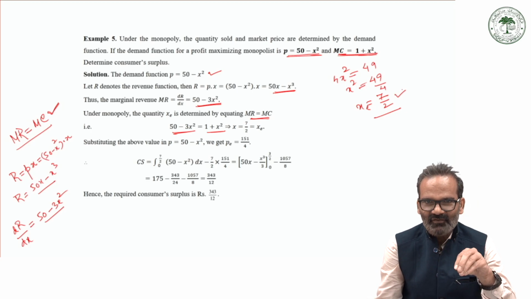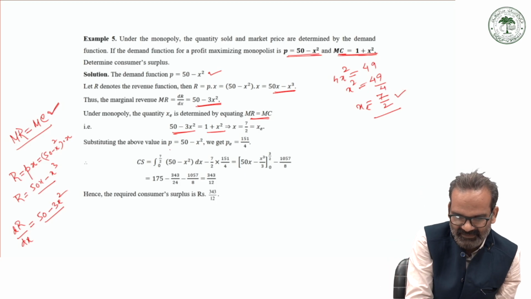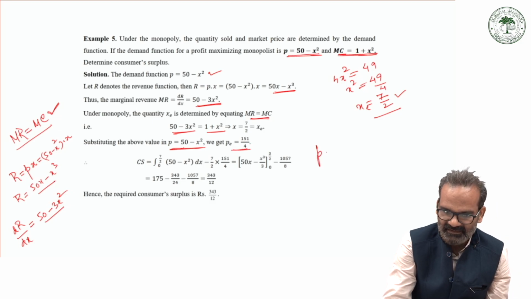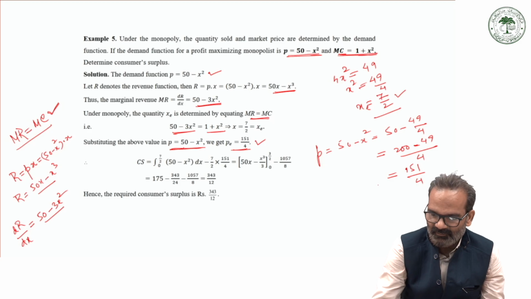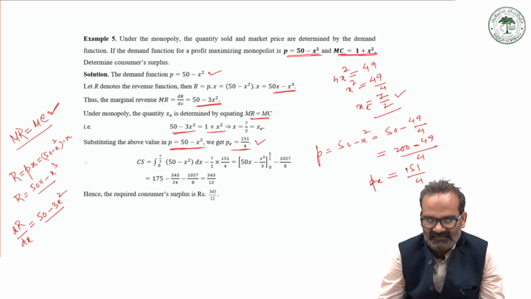And put this value of x in the demand function, that is P is equals to 50 minus x square. So the price will be 151 upon 4. See, P is 50 minus x square. This is what? 50 minus 49 upon 4. That is 200 minus 49 divided by 4. It is 151 divided by 4, right? This is your PE, right?